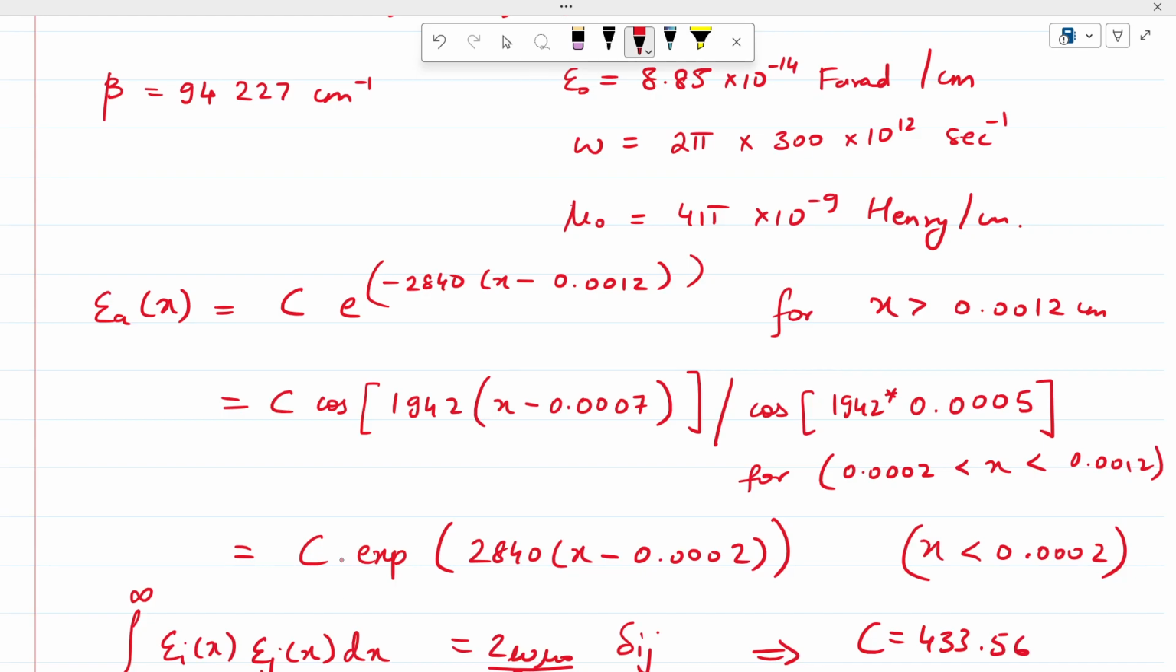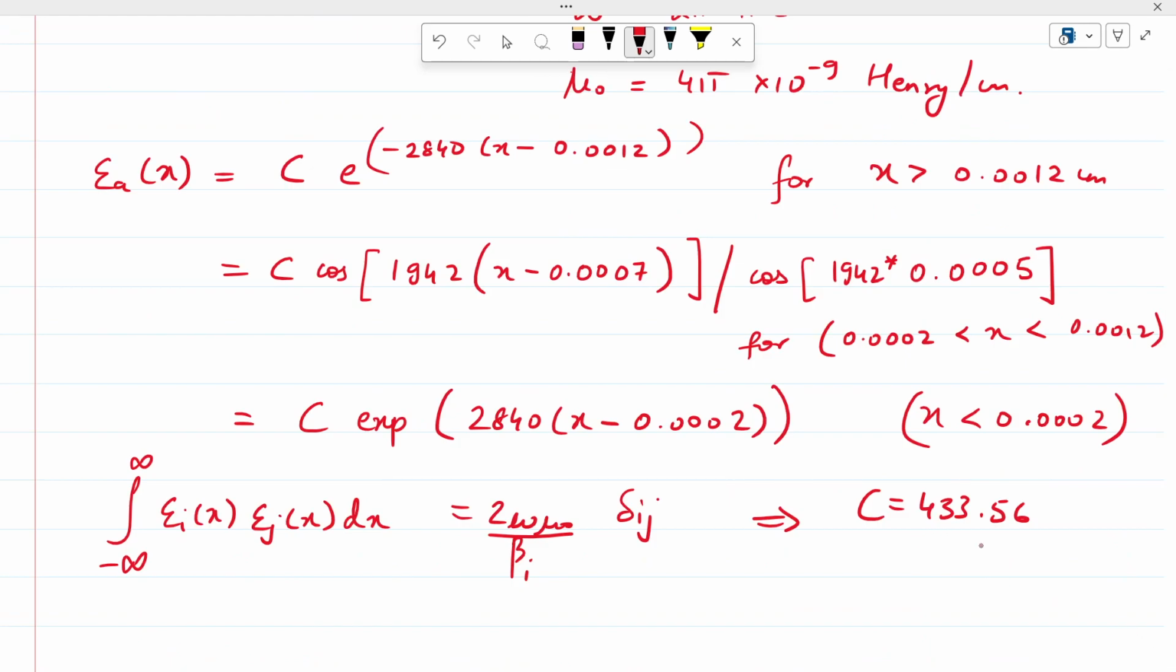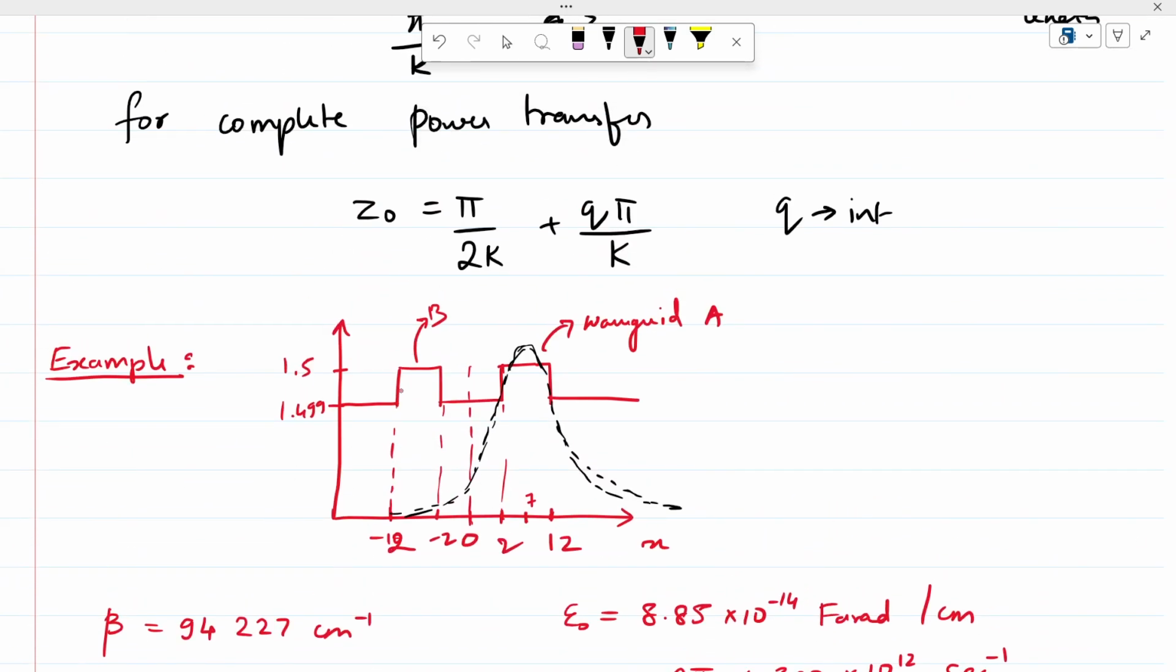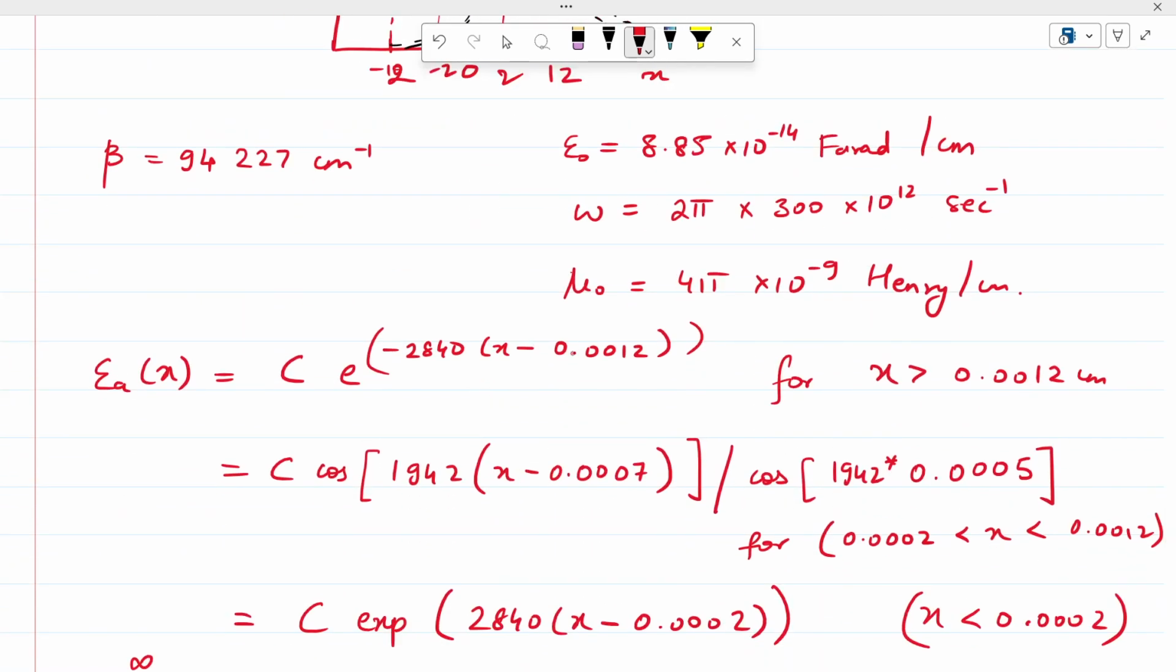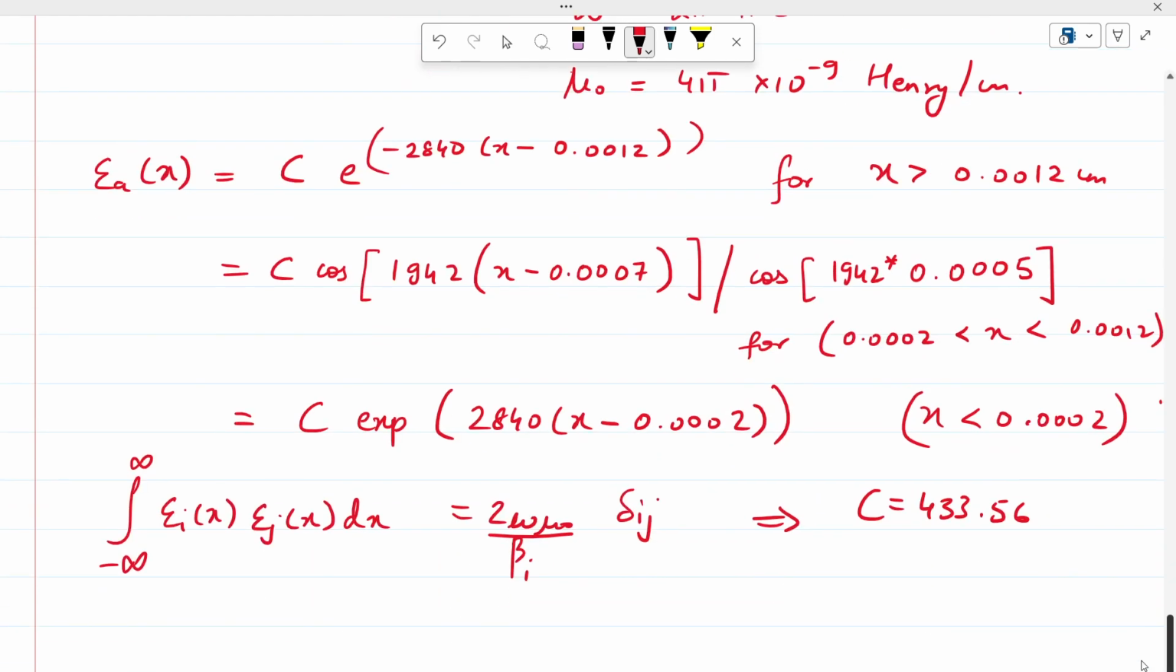So it's just a matter of evaluation. You can use any mathematical tool to find out C also. So now we have the solutions. We have the solution of our electric field in waveguide A. Similarly, I can also write for electric field in waveguide B, just instead of minus 0.0012, it will become plus 0.0012, like that. Some corrections will be there, but otherwise the shape and everything else of the mode will remain the same. So yeah, this is the mode solutions.